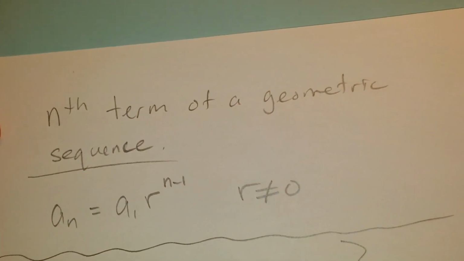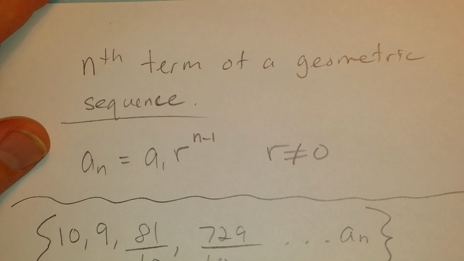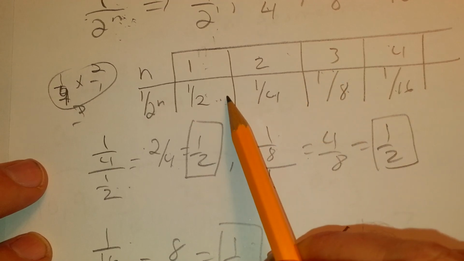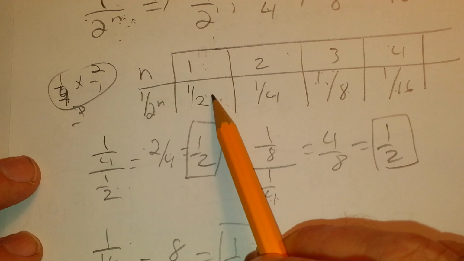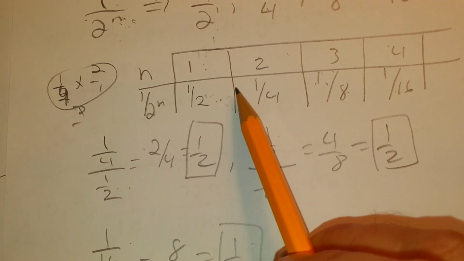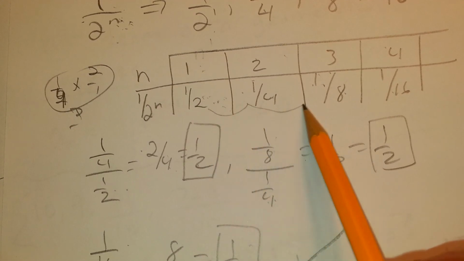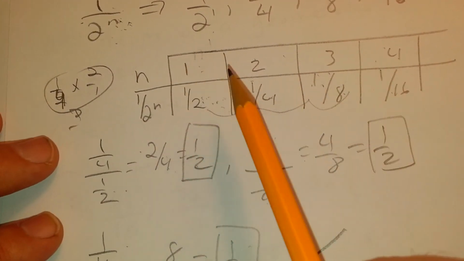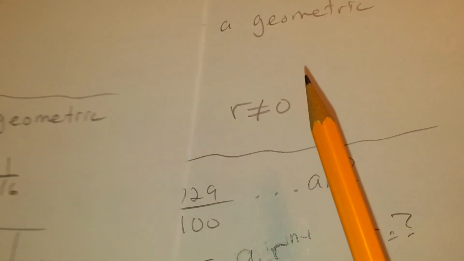The nth term of a geometric sequence is just like arithmetic. Notice, if I want the third term, I'll multiply 1/2 by 1/2 two times. If I want the second term, I multiply it by the common ratio one time. For the fourth term, 1, 2, 3, I'll multiply the first term 3 times. So you're always 1 shy of the term you want, just like arithmetic.